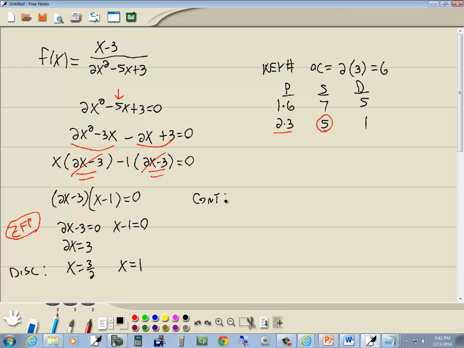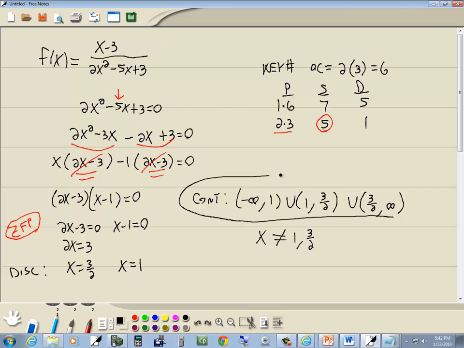So to write down where it's continuous, we'll go from negative infinity to our smallest number, which is 1, union our smallest number to our largest number, which is 3 halves, union our largest number, which is 3 halves, to positive infinity. Or you could write this as x cannot equal 1 or 3 halves. I don't care how you write it, but that'd be your answer.